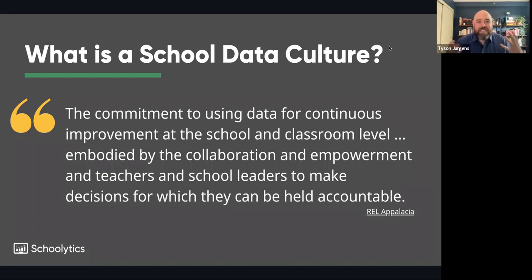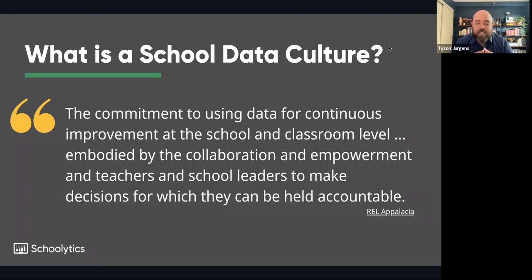That seems like kind of a fuzzy, ethereal thing that might be hard to grasp, but in reading around, I found from the REL in Appalachia a really fantastic definition of data culture. And this has a little bit of cobbling together of some phrases. But I like this for a couple of reasons. Not only does it tell what it is, it's a commitment between people. It describes data at the school and classroom level. So we're not just talking about one student, one teacher.